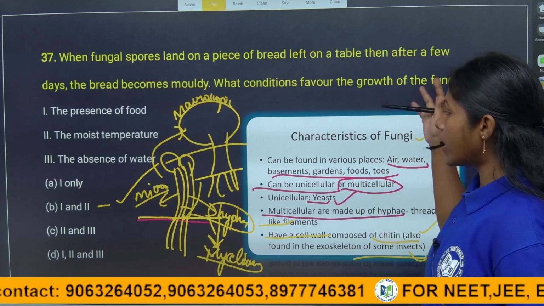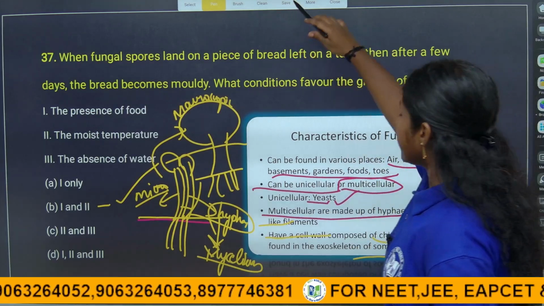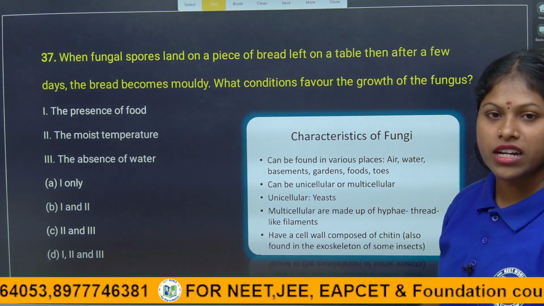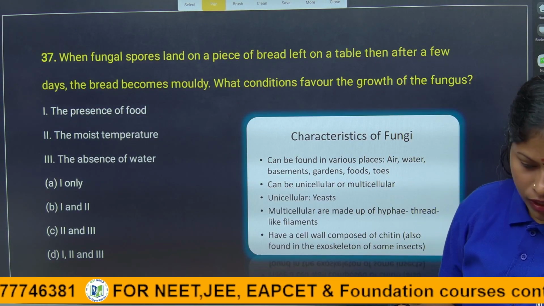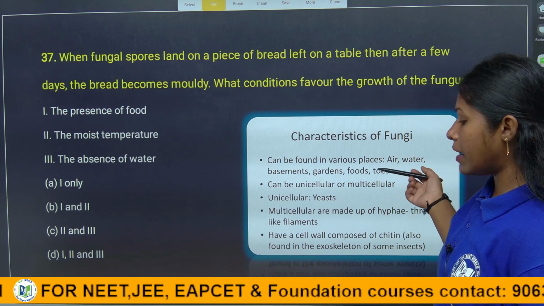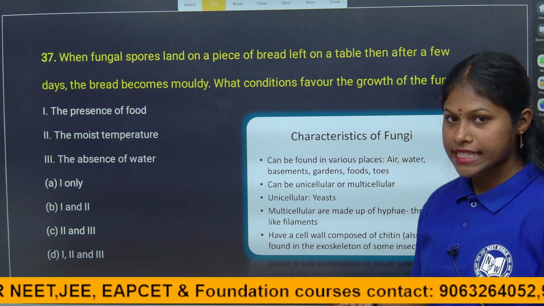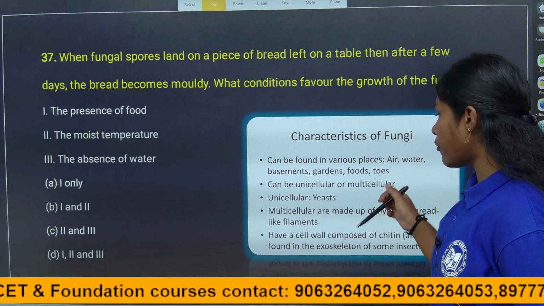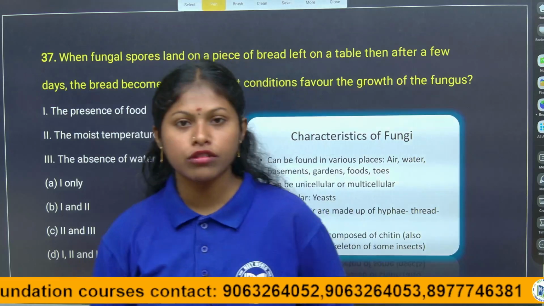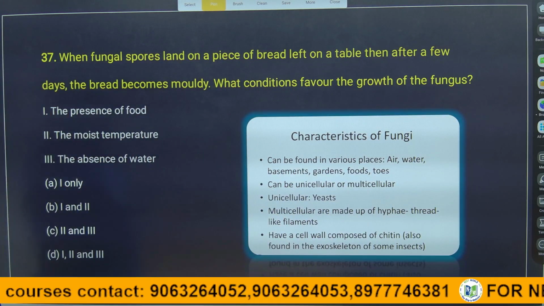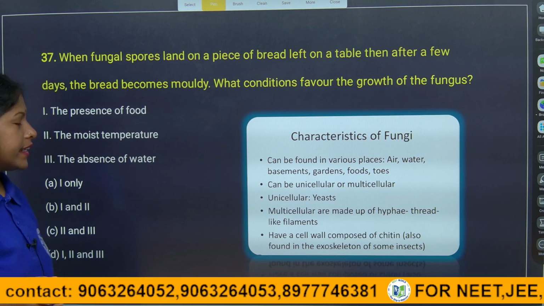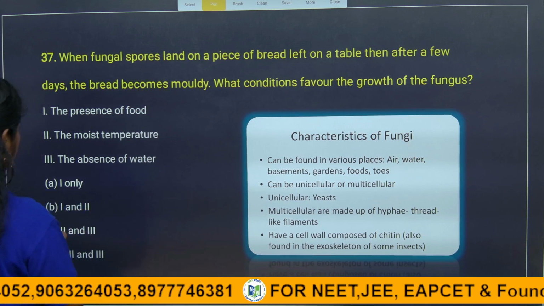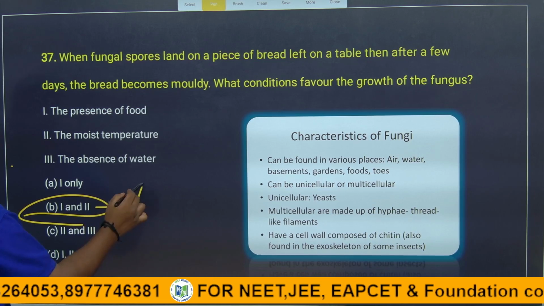right? This is about the fungi characteristics, children. They are found everywhere. The rainy season is the most favorable, and moist conditions, damp conditions are more suitable. And they are unicellular also, multicellular also. Unicellular example is yeast, and multicellular examples are rhizopus and mushrooms. And the multicellular are made up of hyphae. Of course, edible mushrooms are also made up of hyphae only. And they have the cell wall composed of chitin. So coming to the question, the answer for this question is B.